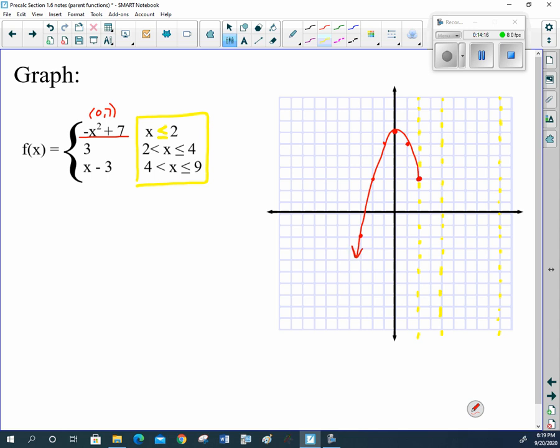Okay, the next one is y equals 3, so that one's a constant. So a constant is just the horizontal line up at 3. So I'm going to start here at 3, but I'm not going to graph right here on that left-hand side because that's not part of my boundary.